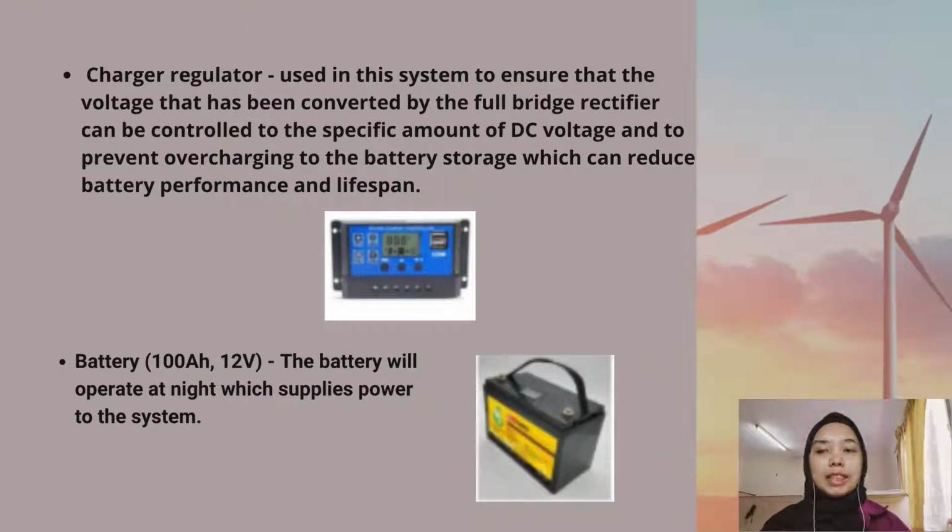It is used in the system to ensure that the voltage converted by the full bridge rectifier can be controlled to a specific amount of DC voltage, and it is also used to prevent overcharging of the battery storage, which can reduce the battery performance and lifespan. The next one is the battery. The battery will operate at night, supplying power to the system, so the turbine can be used at night when we do not have wind.